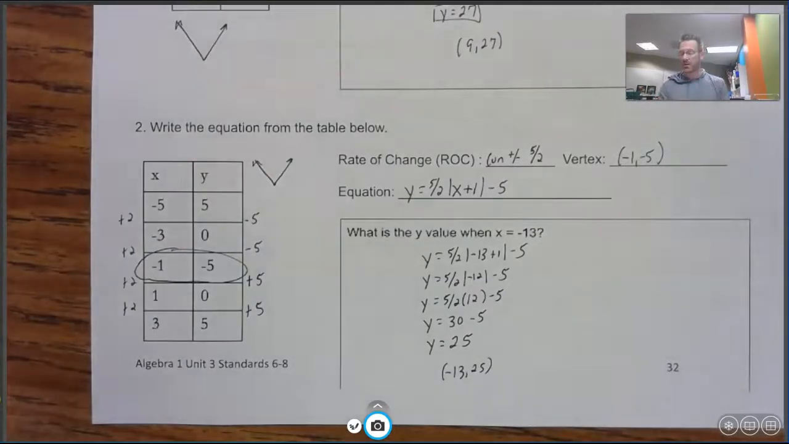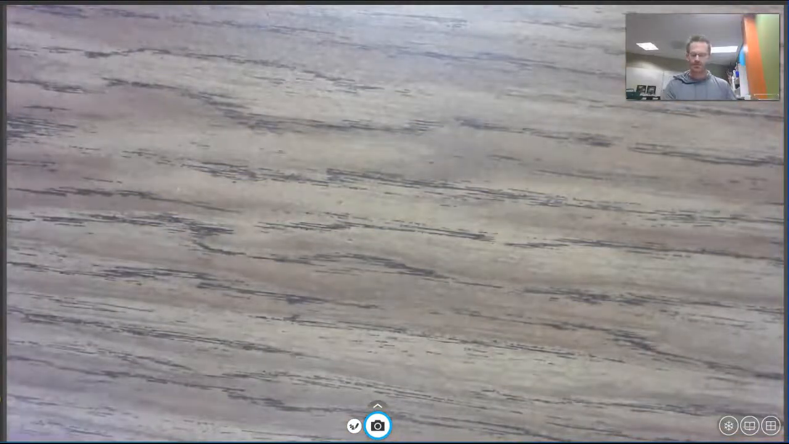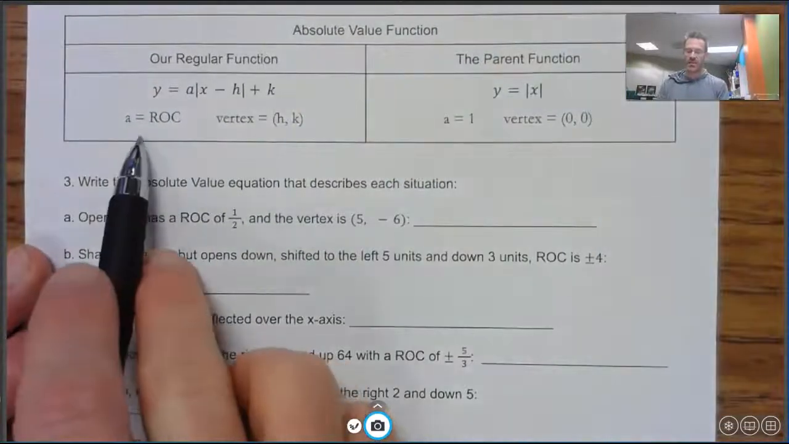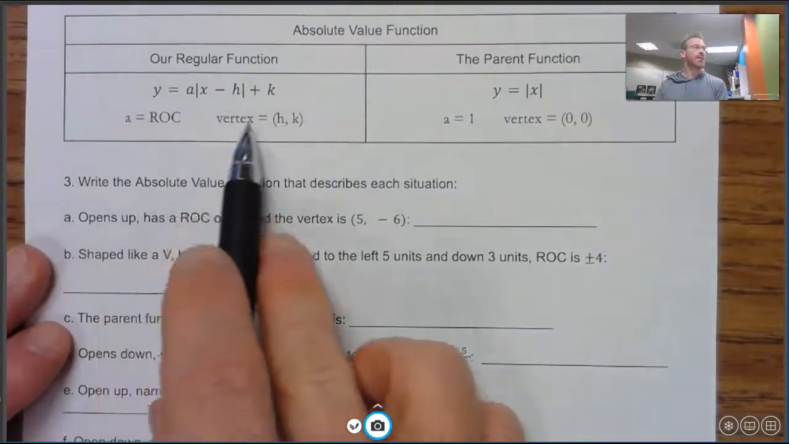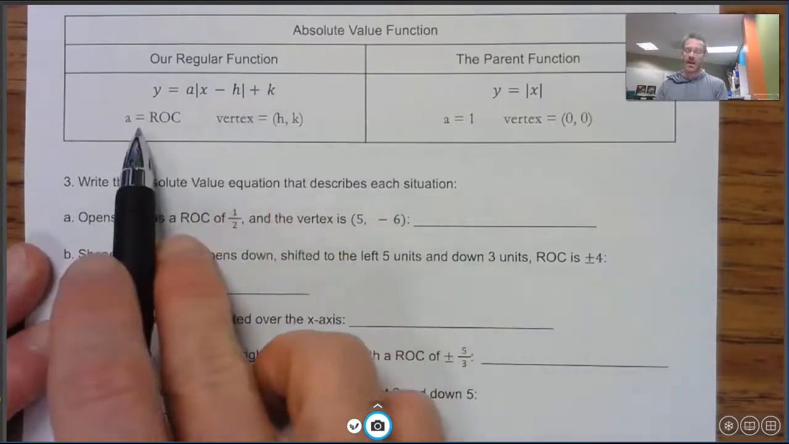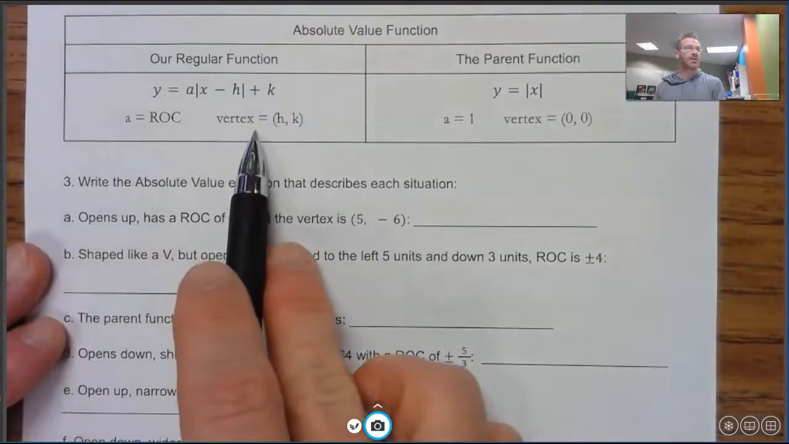So now let's flip the page and talk about a couple things. One, when we think about our absolute value function, we have been talking about this guy, y equals a times the absolute value of x minus h, plus k. We've talked about a as our rate of change. We've talked about our vertex as h, k.